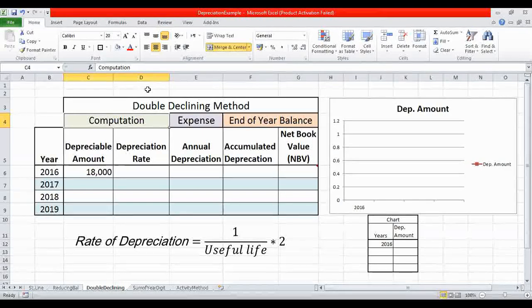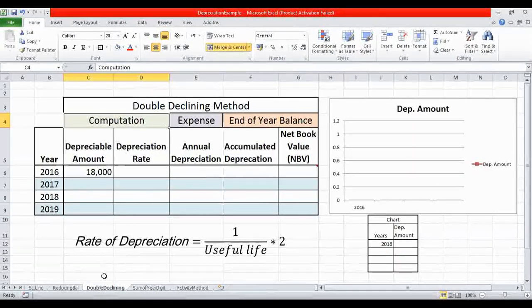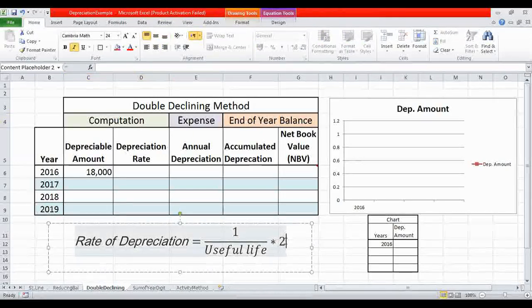But the only difference is that in the reducing balance method, we were using this formula to calculate the depreciation rate. But in the double declining method, we are going to use the simple formula for the straight line method to calculate the depreciation rate. So this is the formula: 1 over useful life. The useful life of this machine or this plant is 4 years. So 1 divided by 4 is going to give us 25%. 25% times 2. This is why it is called double declining method, because we are doubling the depreciation rate.